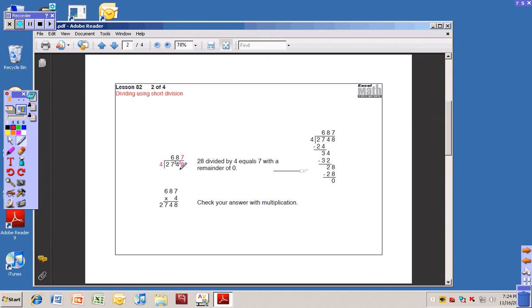And so here you see the final step of 7 going into 28, or 4 going into 28 7 times. And the same thing happens right over here. So you can check your answer with multiplication. They show you that 687, which is this number here, the quotient, times 4, the divisor, should come out to be the dividend of 2,748.